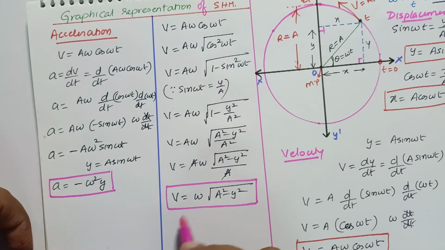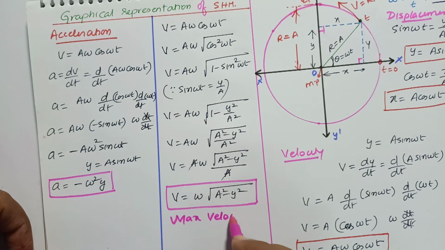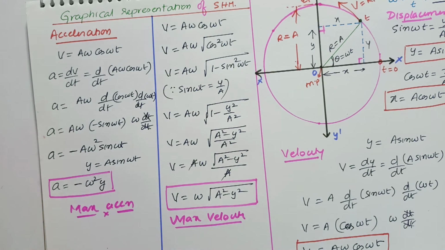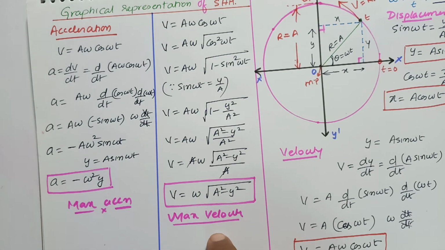Next, we need to find out what is maximum velocity. How are we going to find out the maximum velocity here? And we need to find out what is maximum acceleration also. So these two things we need to find out here, maximum velocity and maximum acceleration. Let us see the step by step process.